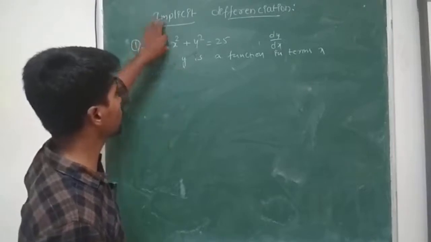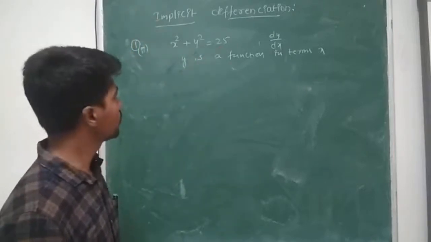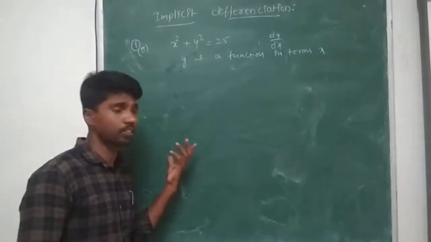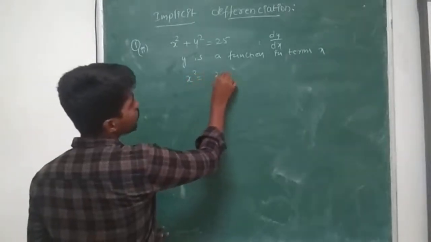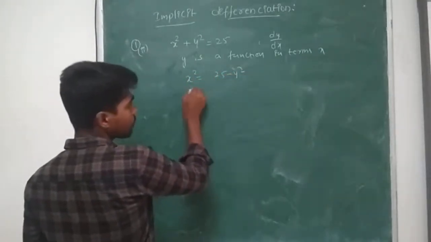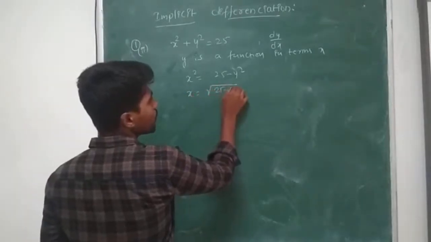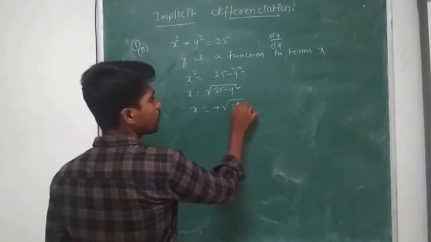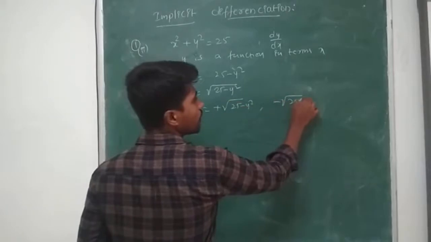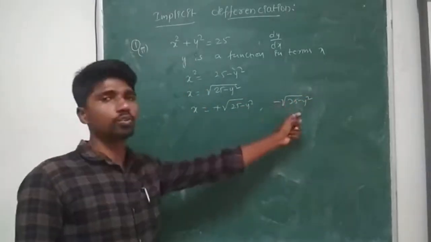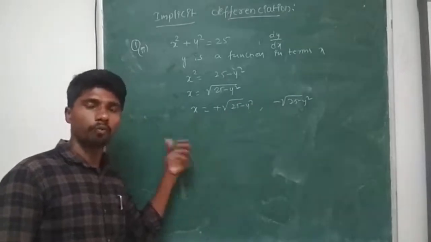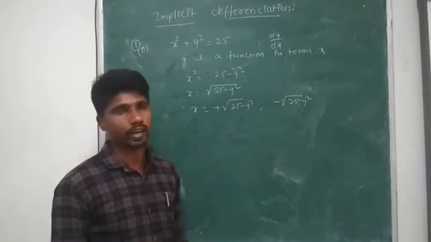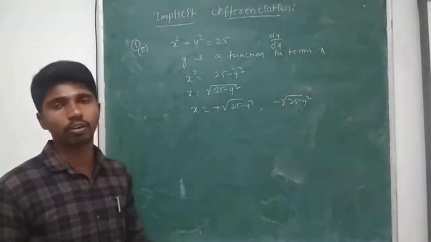So here I have x square plus y square is equal to 25. Can we say this is an explicit function? I can express x square as 25 minus y square, and I get x is equal to root of 25 minus y square. Whenever we get a root, x is equal to plus root of 25 minus y square or minus root of 25 minus y square. For one x I am getting two values. That's why we call this an implicit function. It is not an explicit function. We cannot express either x in terms of y or y in terms of x.